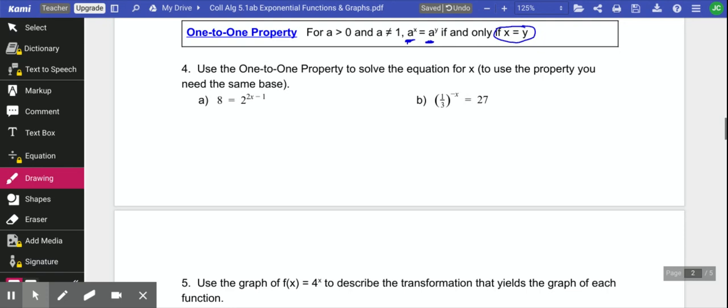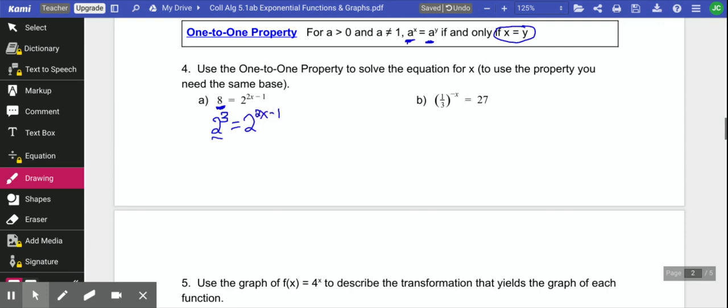Now, we cannot solve these using the tools we have. We can't divide both sides by 2. We don't have a way to get the x out of the exponent. So what we're going to do instead is rewrite this 8 with a base of 2. So 8 is the same thing as 2 to the third power. And I didn't do anything to this side.